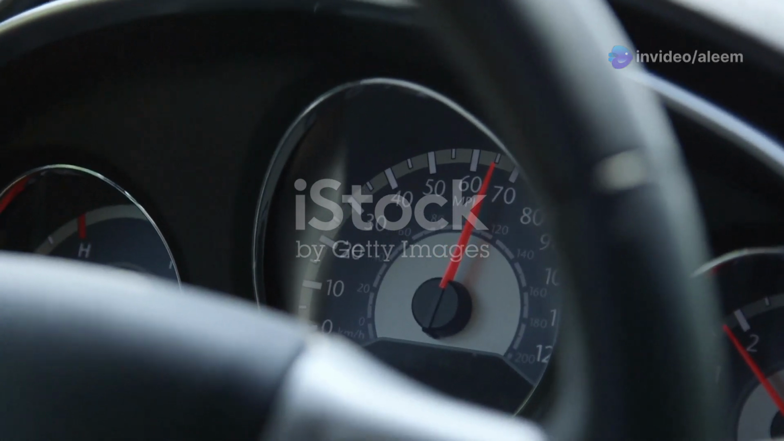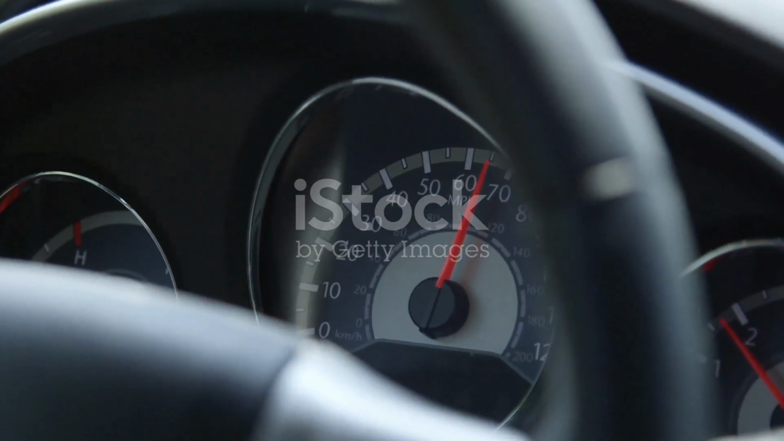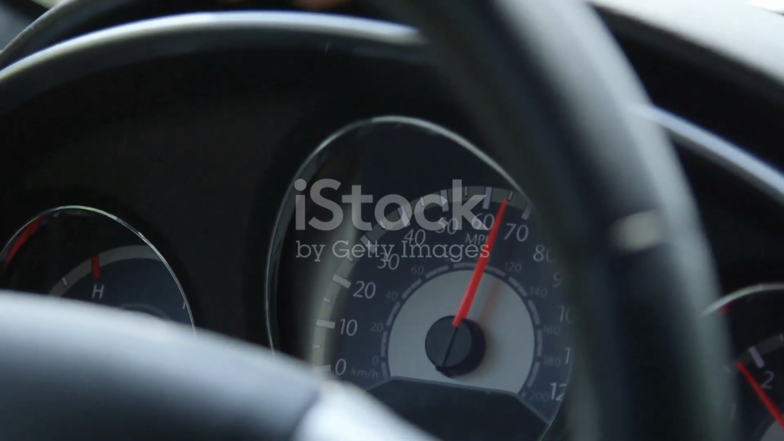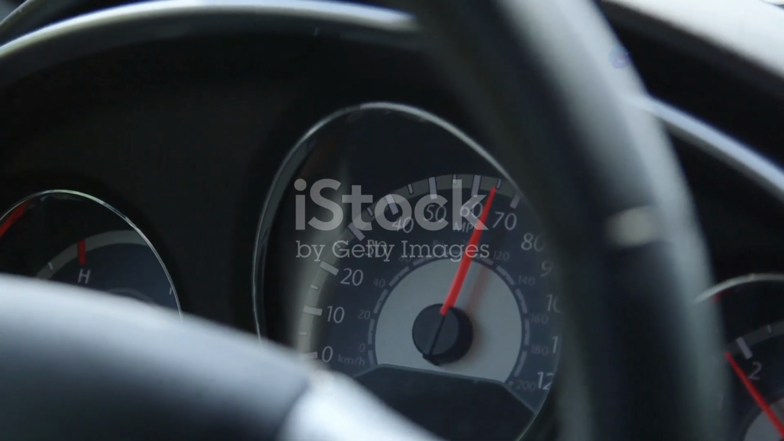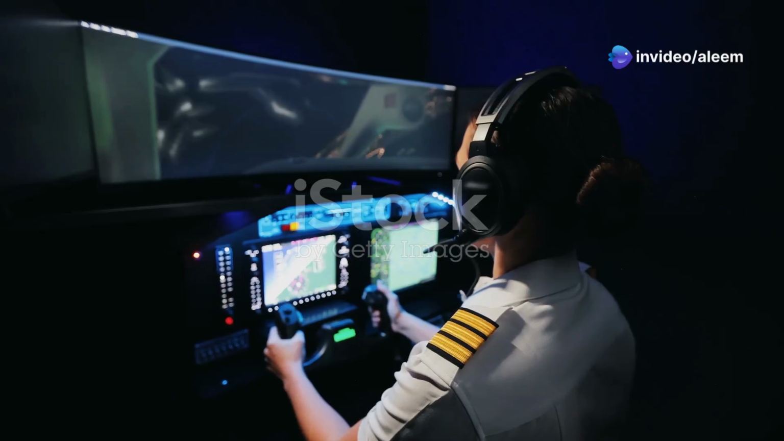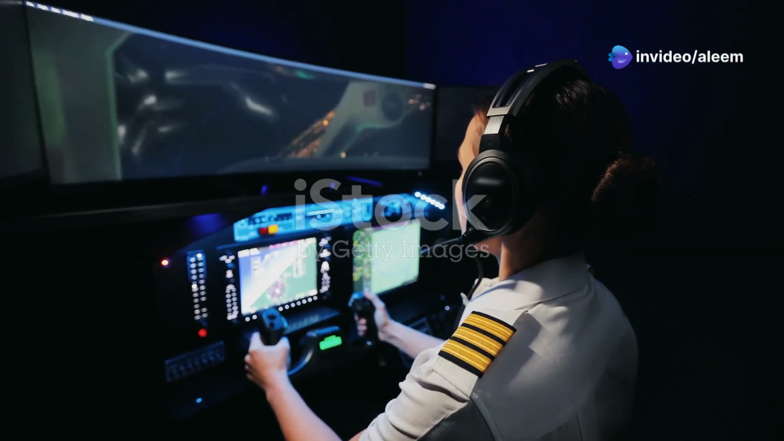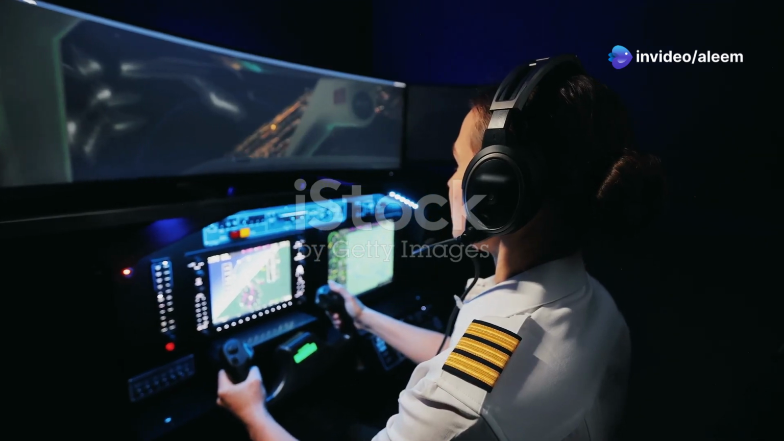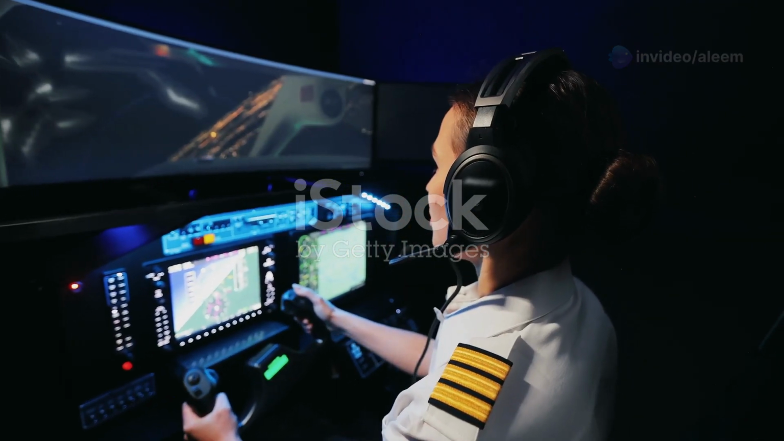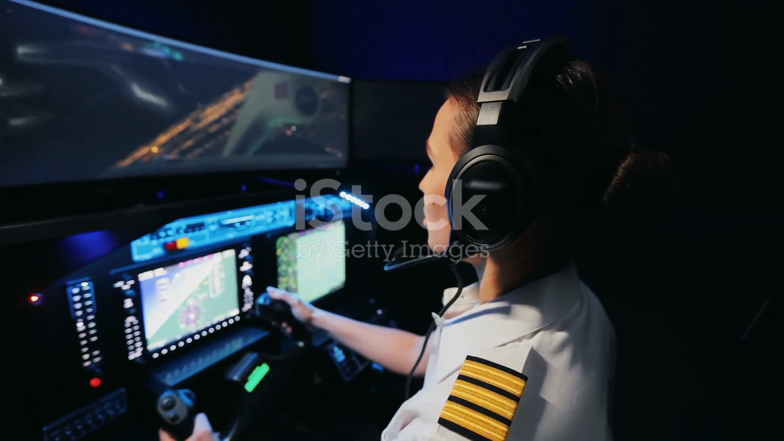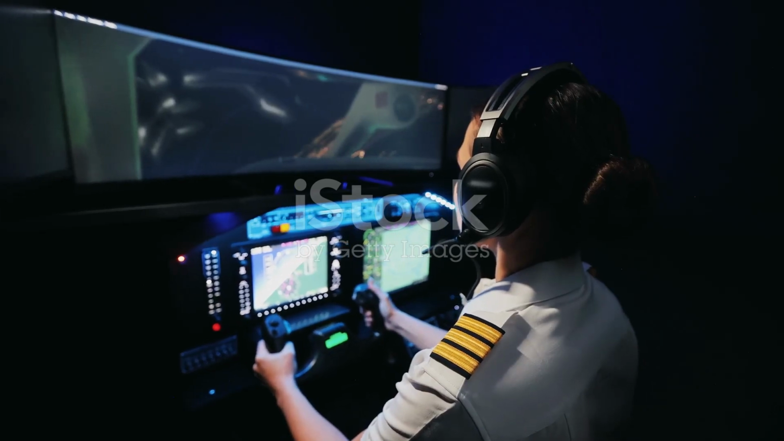Imagine a speedometer. It uses a needle's position to show the car's speed. The needle moves smoothly across the dial, representing the continuous change in speed. Flight simulators are another example of analog computers. They use physical models to mimic the behavior of an aircraft. By simulating real-world conditions, they help pilots train for various scenarios.